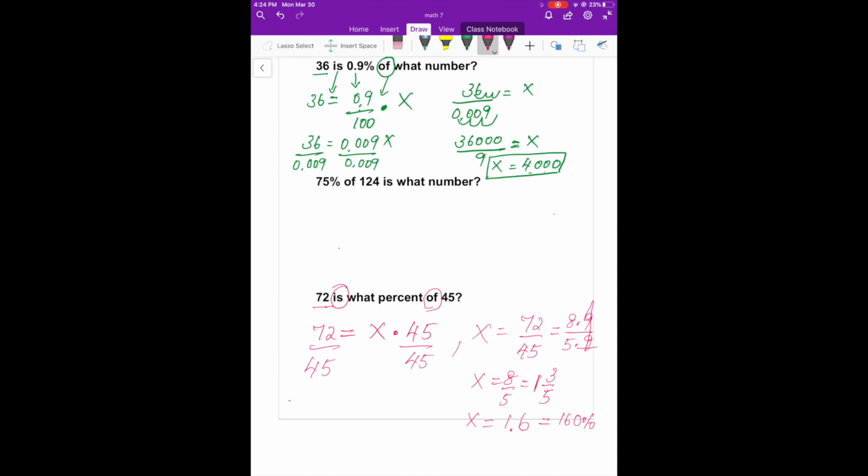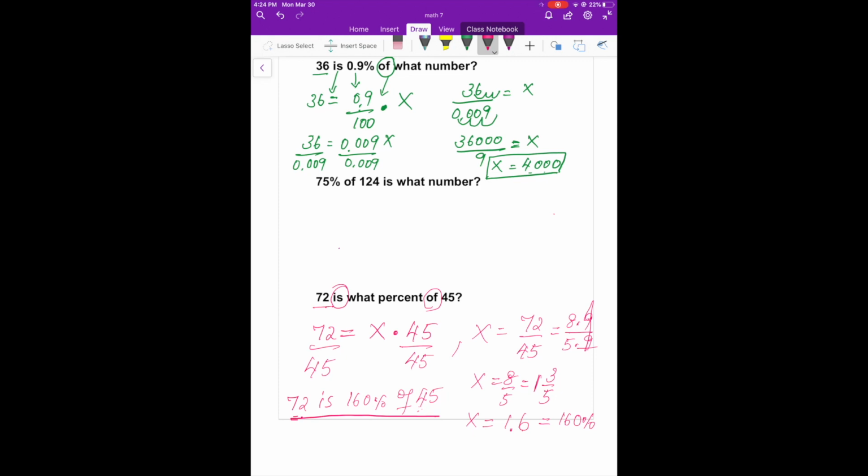Is that correct? 72 is 160% of 45? Yes, because 100% of 45 is 45. Another 50% is 22.5. So that is going to be 72, more than that. So 72 is 160% of 45.